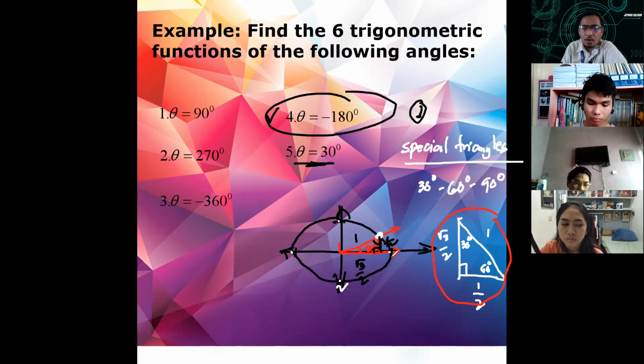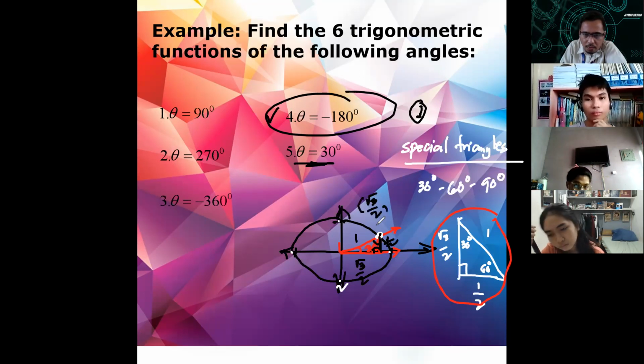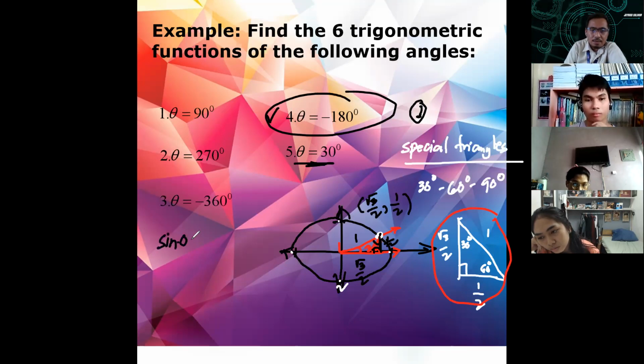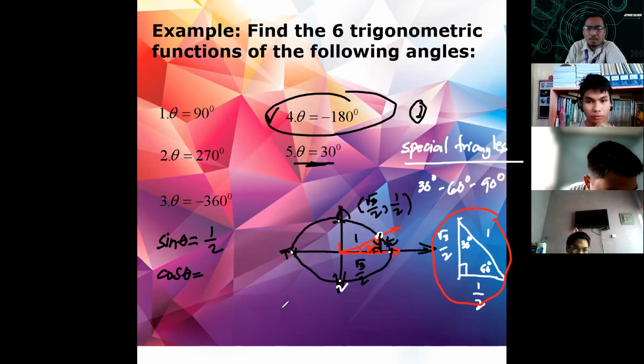So in this case, if you are looking for the sign, by the way, your x is square root of 3 over 2, and your y is 1 half. Right? So what is the sine? 1 half, sir. 1 half. Very good. The y coordinate of your terminal point. How about your cosine? Positive or negative? Square root of 3 over 2. Positive, sir. Positive.